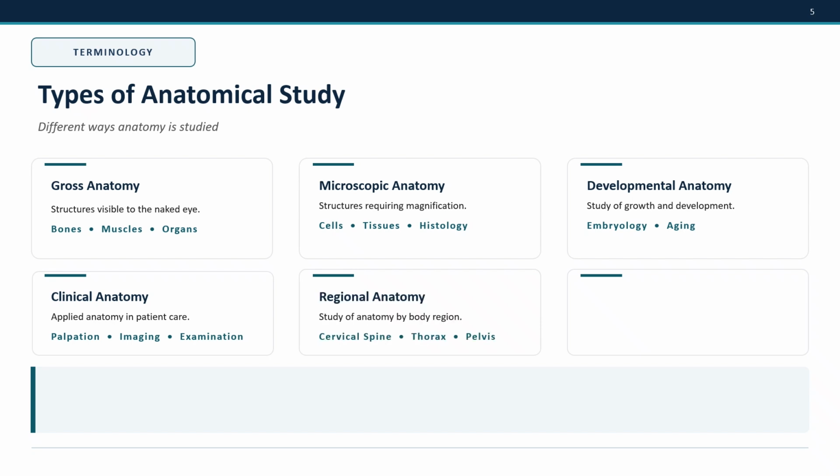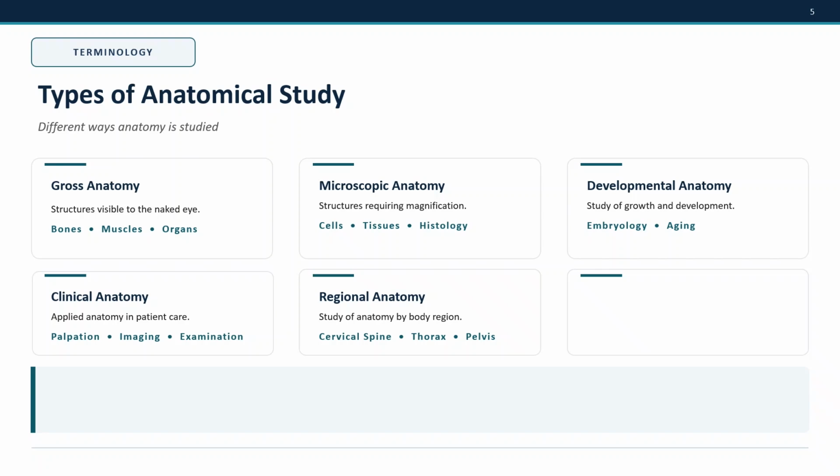We have regional anatomy. This is the study of anatomy by body region. So often in chiropractic school, we are learning regional anatomy, meaning we're studying it by section. You're going to have half a semester on the neck, and then half a semester on the thoracic spine, and then the lumbar spine, and then you might start learning the extremities. You might start learning head and neck anatomy. So it's important to understand all of the structures involved in a particular region one at a time.